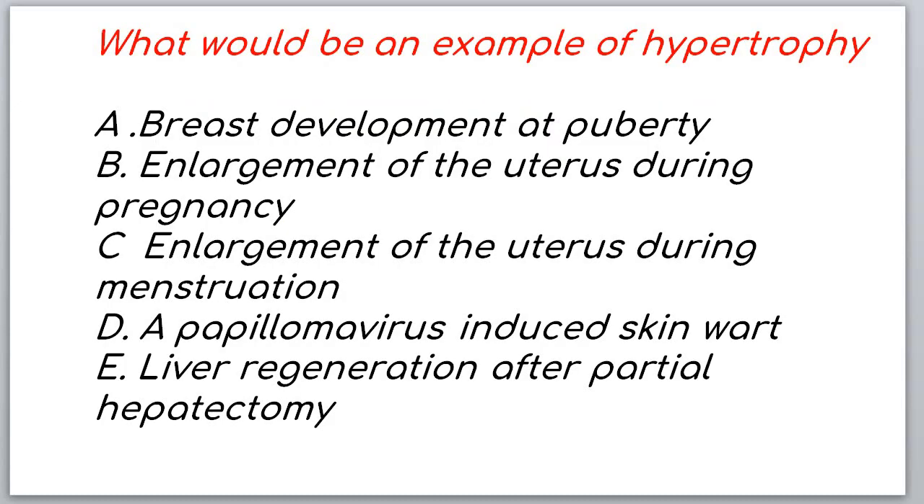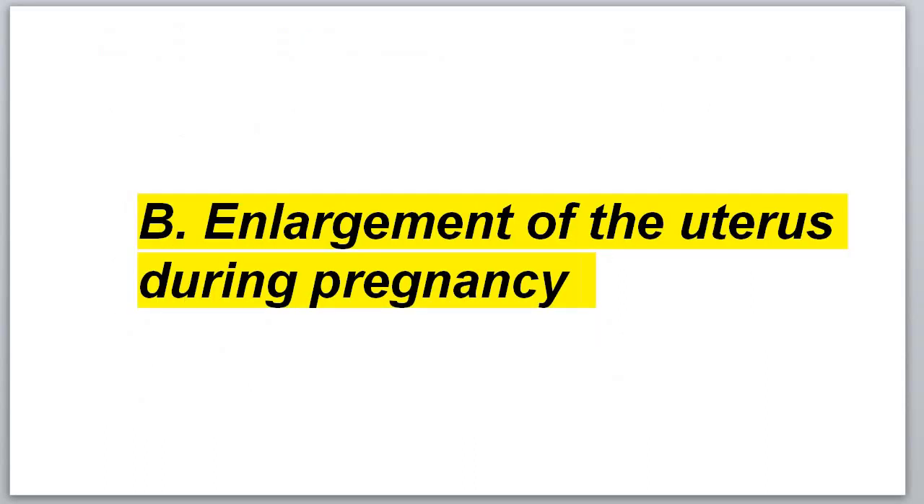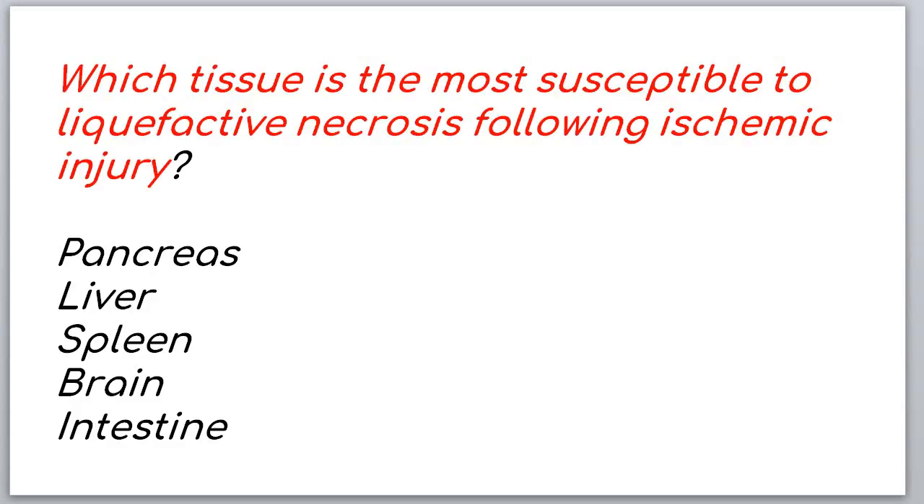What would be an example of hypertrophy? Option A, breast development at puberty. Option B, enlargement of the uterus during pregnancy. Option C, enlargement of the uterus during menstruation. Option D, a papillomavirus induced skin wart. Option E, liver regeneration after partial hepatectomy. Option B, enlargement of the uterus during pregnancy, is the correct example of hypertrophy.